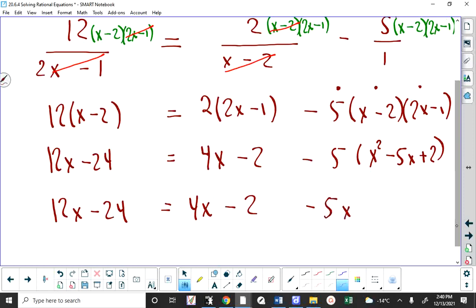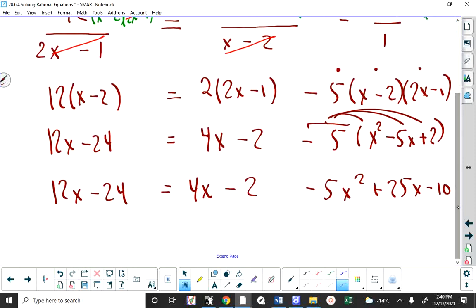This was 5x squared plus 25x minus 10. This negative 5 has to be multiplied by everything. So double check everything. Yeah, it looks okay. We in agreement?